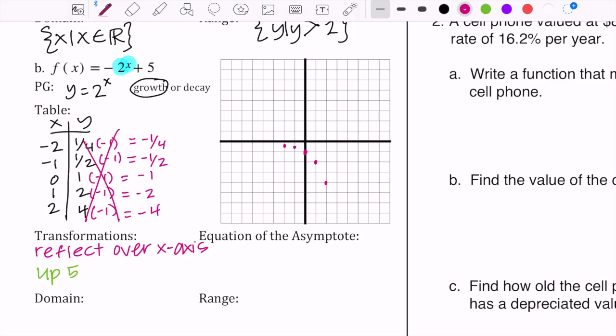So this is a reflected growth graph, and our asymptote right now is at y equals 0, but we still haven't done that last transformation, which is up 5. So we're going to move all these points up 5. So 1, 2, 3, 4, 5.